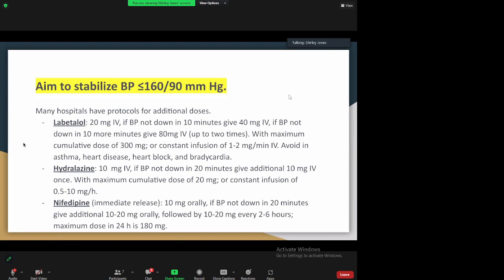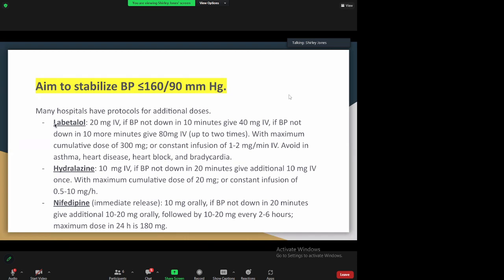Our goal is to get their blood pressure less than 160 over 90. Many hospitals have protocols for what medicines they use. I don't know if you all have protocols at your hospitals or not, but this is the protocol that I've used in the past. The part that we need to remember is the 20-10 rule, or 10-20 rule.